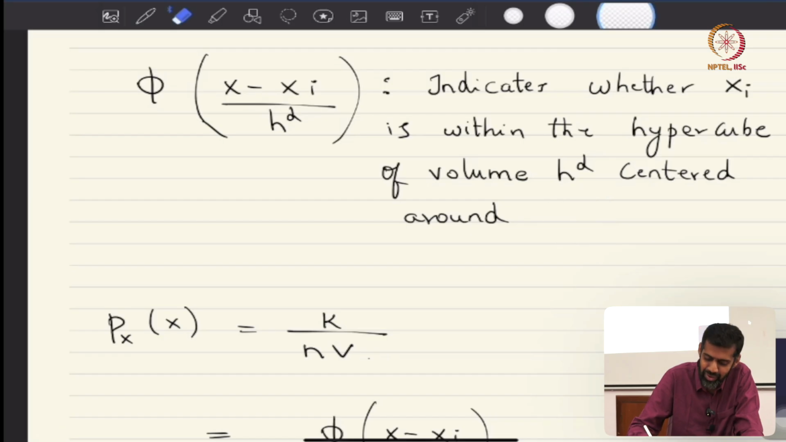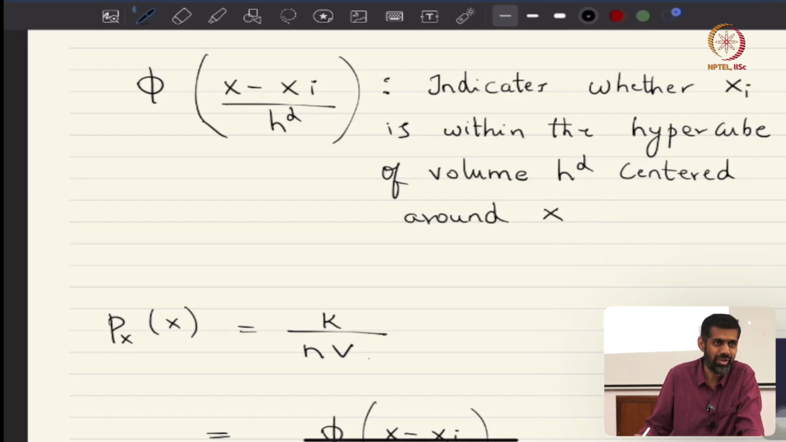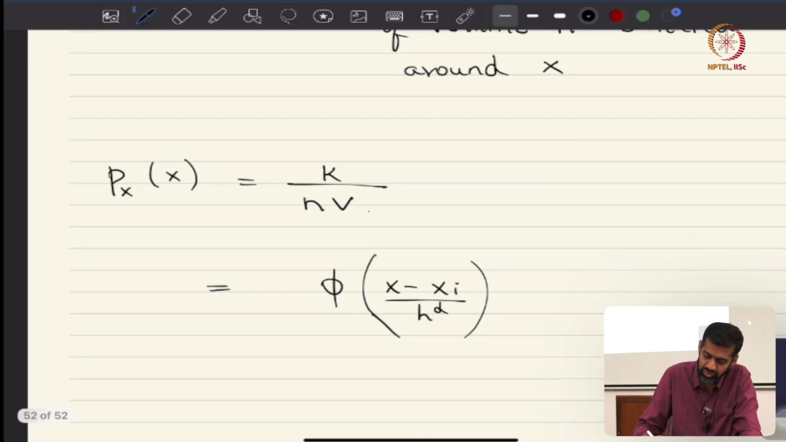See, it does not matter because it is symmetric, but still I will write it with x as our center because we are constructing the cube around x, right. So, it does not matter as long as you define your phi to be symmetric, the explanation is the same anyway. So, phi will give you whether the point xi is within this particular cube. So, this is for one data point.